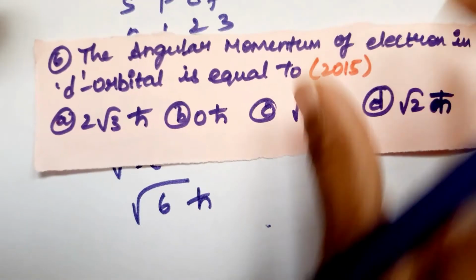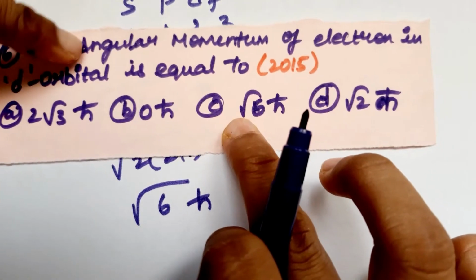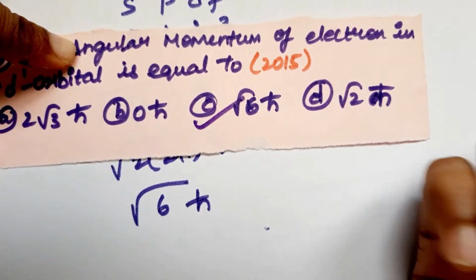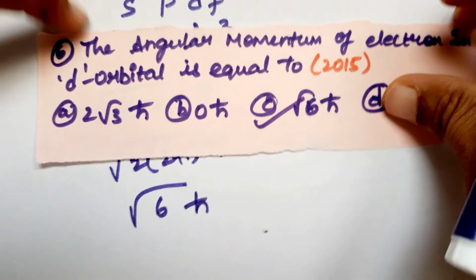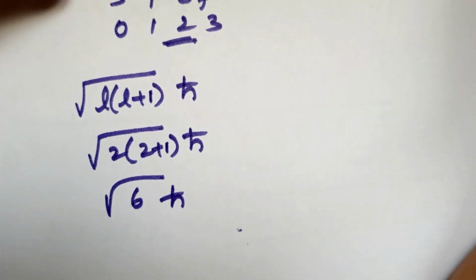Then what is the answer for this? Root 6 h bar. This is a very important question which can occur in previous year questions. Next, see the next question.